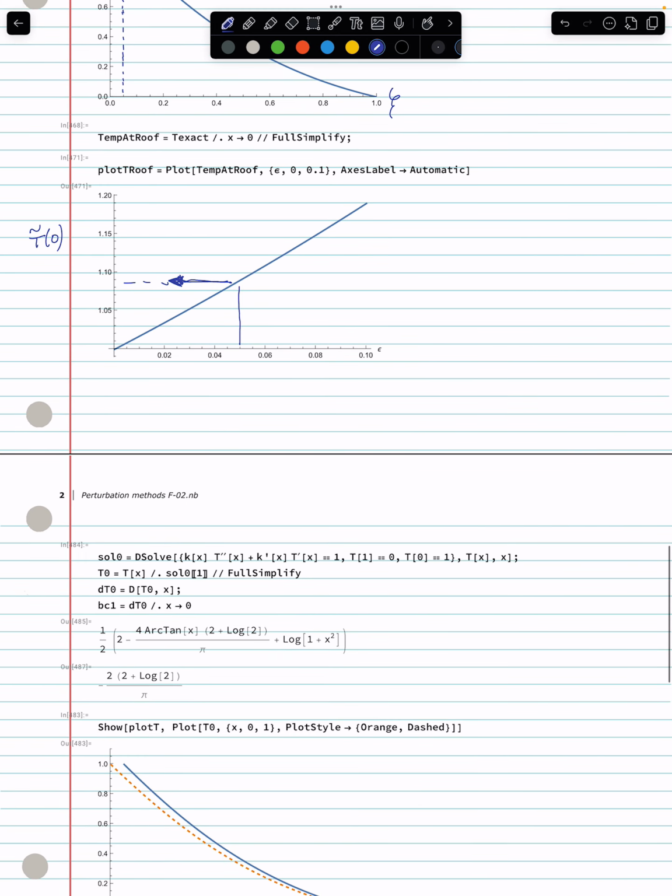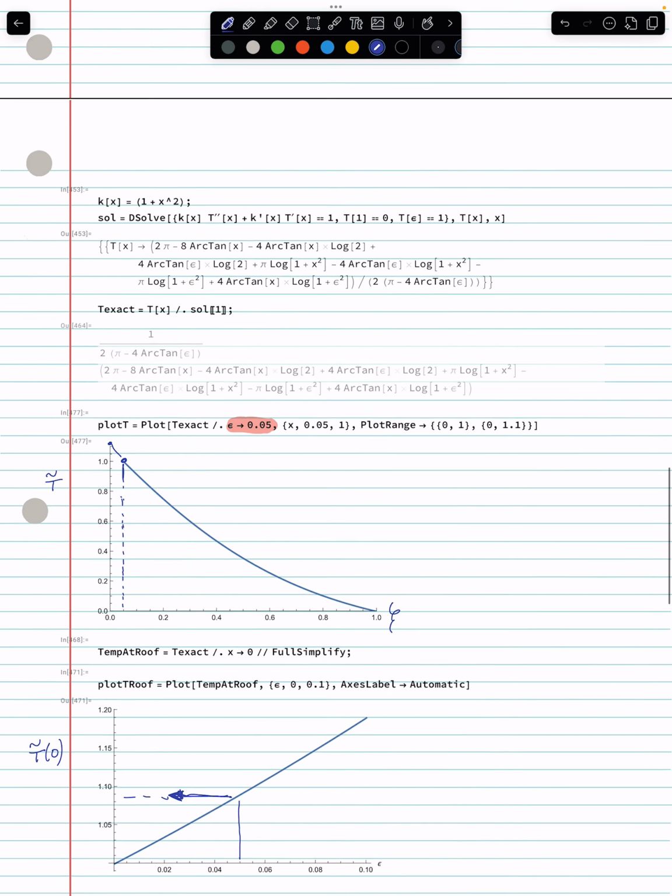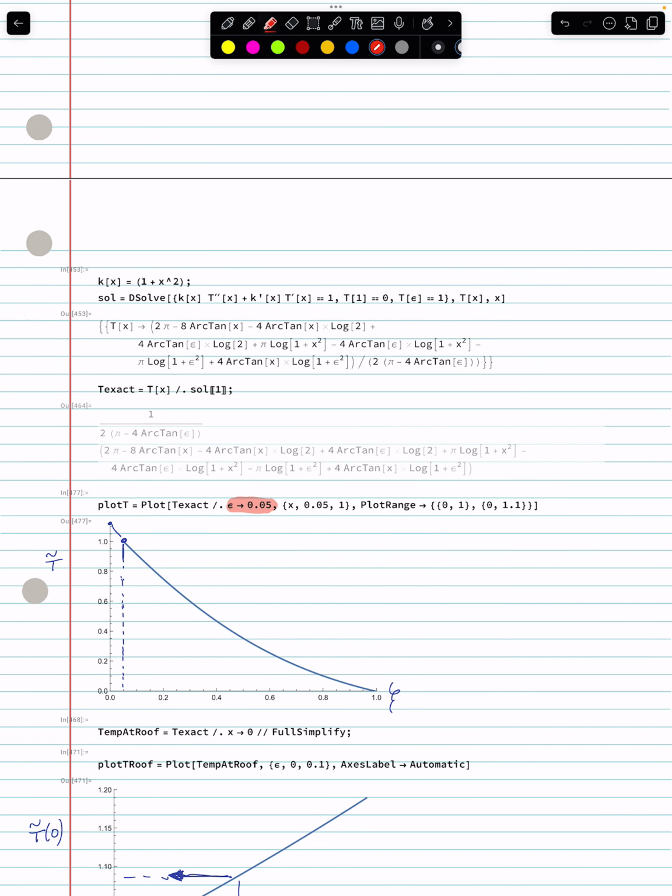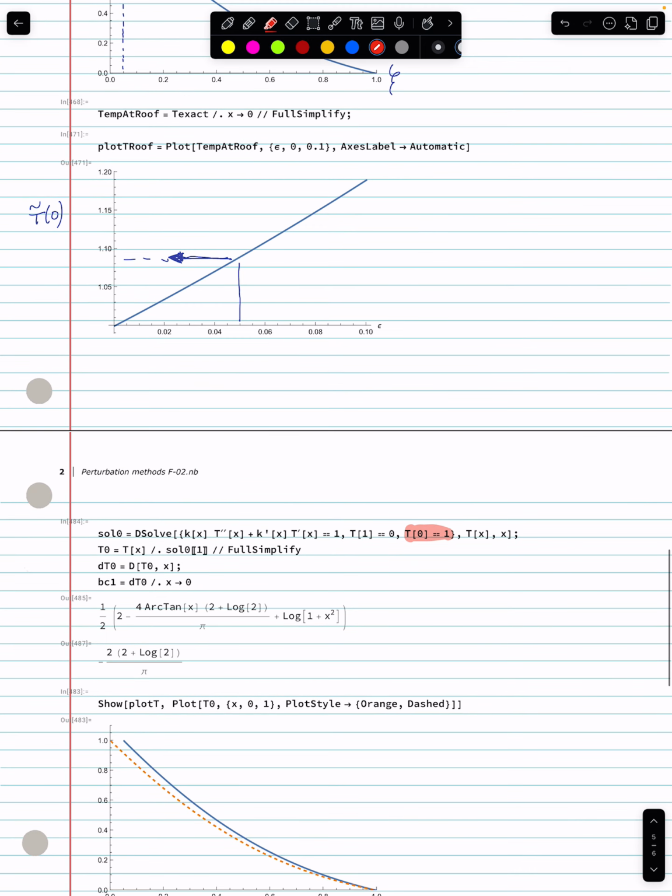All right. And so in order to do that, what we can do is to solve the problem with the perturbation method. So instead of solving the original problem, you see here, we solve another problem where the boundary condition is now T1 is equal to 0, and especially T0 is equal to 1, and not anymore T epsilon is equal to 1. All right, so we have changed the boundary condition from this to what we have here below.